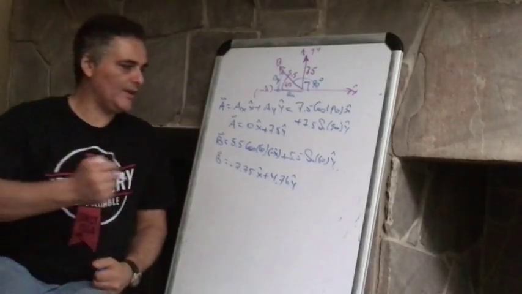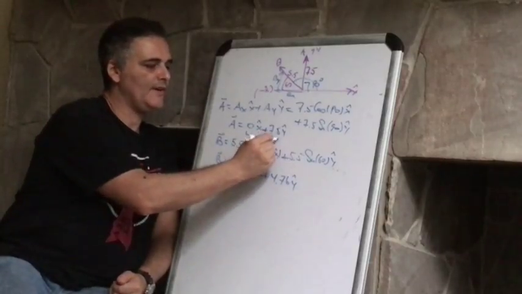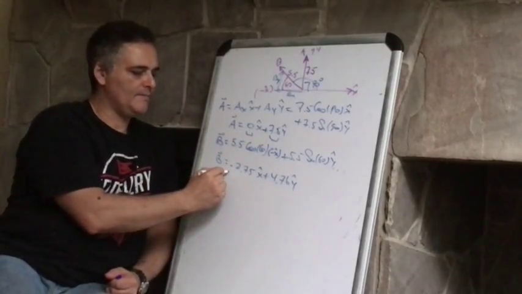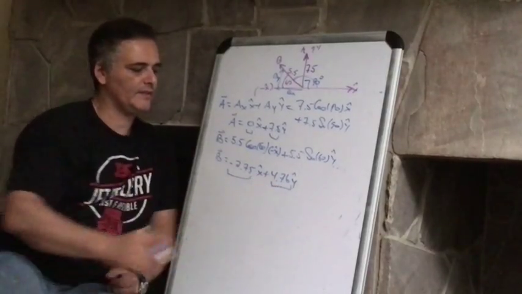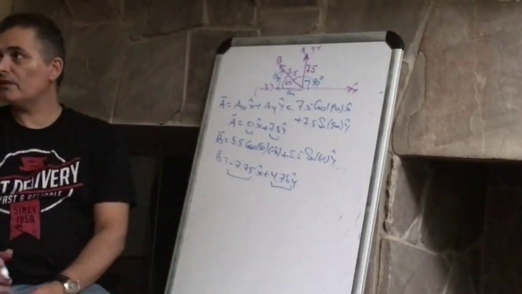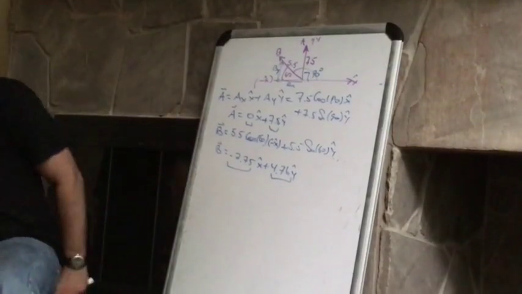So your x part is 0 for A, your y part is 7.5. Your x part for B is minus 2.75, and your y part is 4.76. So that answers your multiple choice before, right?